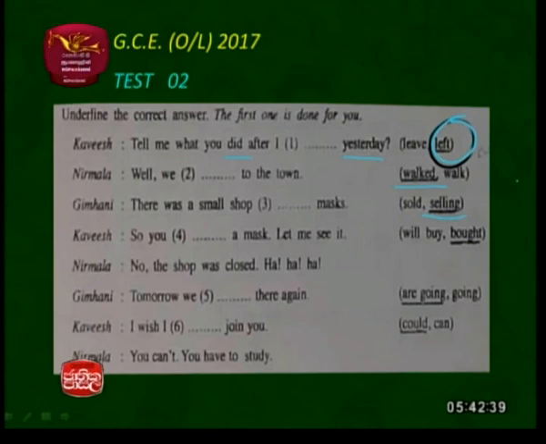So he's relating it now. It's a past continuous tense. He is relating what happened yesterday. By the time he was speaking yesterday about it, the action was happening. There was a small shop selling masks. Yesterday, at this time, this thing was going on.